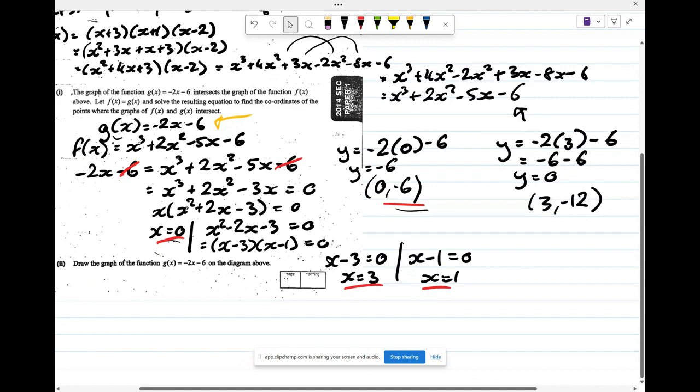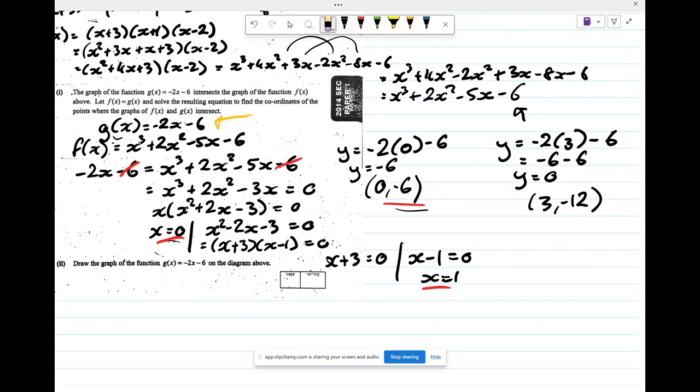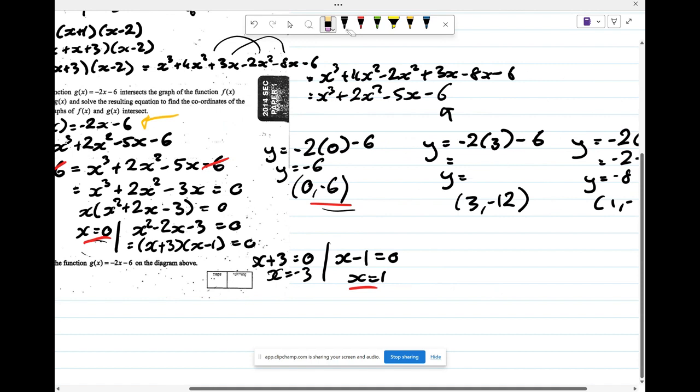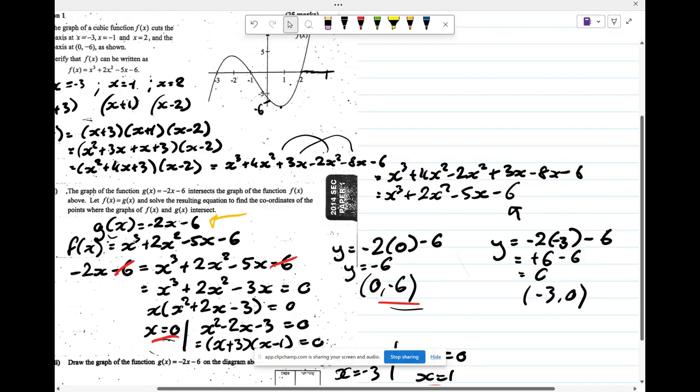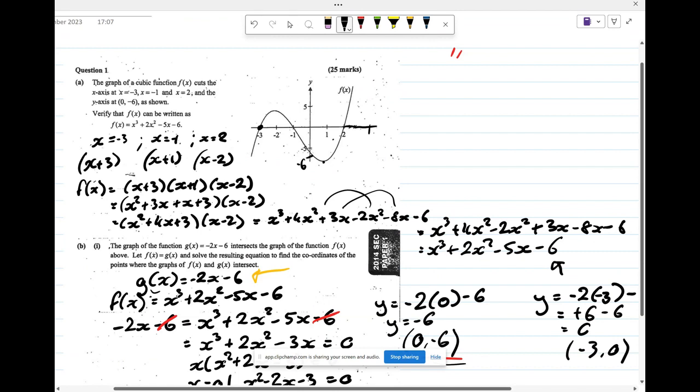And sorry, go back and check. So I made a mistake. That's x plus 3 equals 0. So that's x equals minus 3, and that's obviously going to change up here. I knew it was equal to 0, so that's plus 6 minus 6, that's 0, so that's minus 3, 0. So that's this point here, and I think I actually have a ruler, if I can get it.